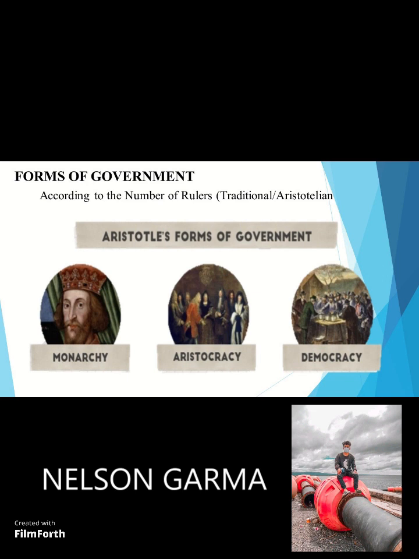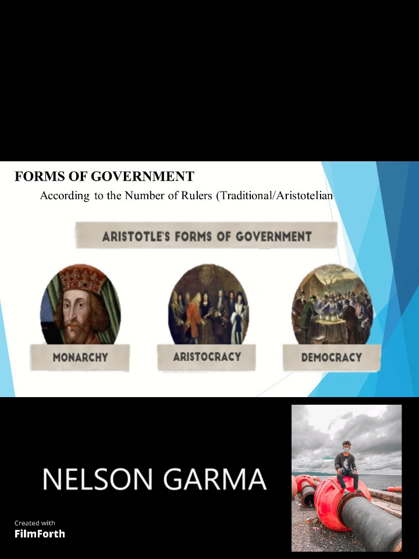Two types of monarchy. First is absolute monarchy. The power of the monarch is boundless or not restricted by any law. For example, ancient Egypt. Second is constitutional monarchy. The power is limited because of the constitutional charters. For example, Great Britain.